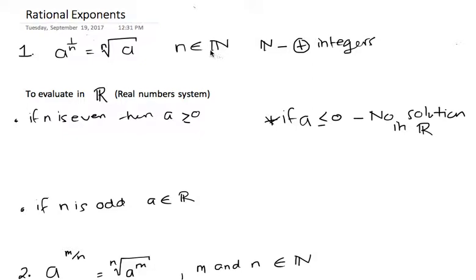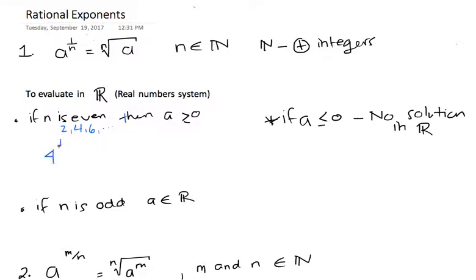Here n has to be a member of all natural numbers. Natural numbers are positive integers. So in order to evaluate these problems in the real number system we have two conditions. First, if n is an even number, which means it can be 2, 4, 6, and so on, then a has to be bigger or equal to 0. If a, on the other hand, is smaller than 0, then there will be no solution in real number systems. So let's take a few examples.